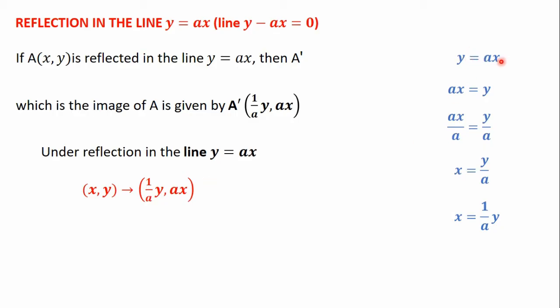Now you can see that 1 divided by a times y is also the x coordinate of the image. So y is equal to ax. The y coordinate of the image is ax. When we make x the subject of the equation, we are getting x is equal to 1 divided by a times y. The x coordinate of the image is also 1 divided by a times y. So you can use this simple trick to remember the rule. Under reflection in the line y is equal to ax, (x, y) maps to 1 divided by a times y as the x coordinate, then ax as the y coordinate.